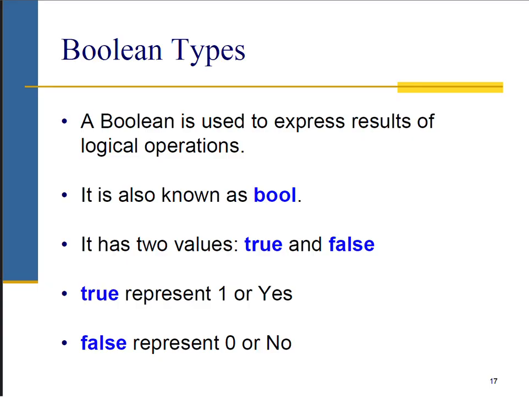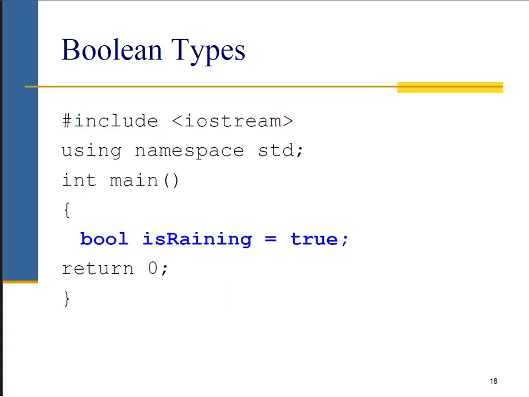Now, Boolean types. Boolean holds true or false. That is used in logic. So it's used to express results of logical operations. That's also known as bool for short. It has two values, that's true or false. True represents 1 or yes. False represents 0 or no. So this is a simple program. Bool isRaining is equal to true. That means it's raining.